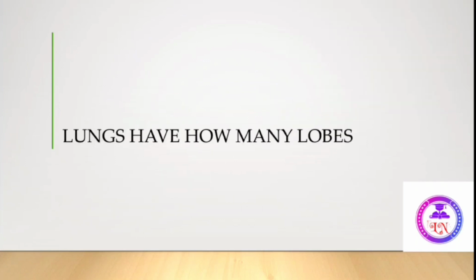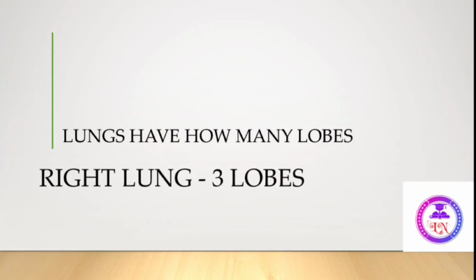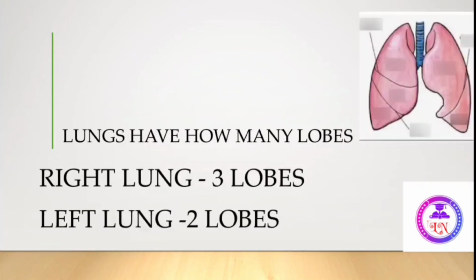Now, how many lobes do the lungs have? Now, the right lung and the left lung. Variation is there. The right lung has 3 lobes. The left lung has 2 lobes. And the division is called a fissure.